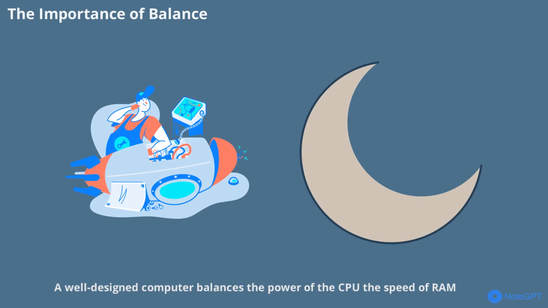A well-designed computer balances the power of the CPU, the speed of RAM, the capacity of storage, and the efficiency of buses. If one part is much slower than the others, it can create a bottleneck, limiting overall performance. Balance is key to a smooth and powerful system.